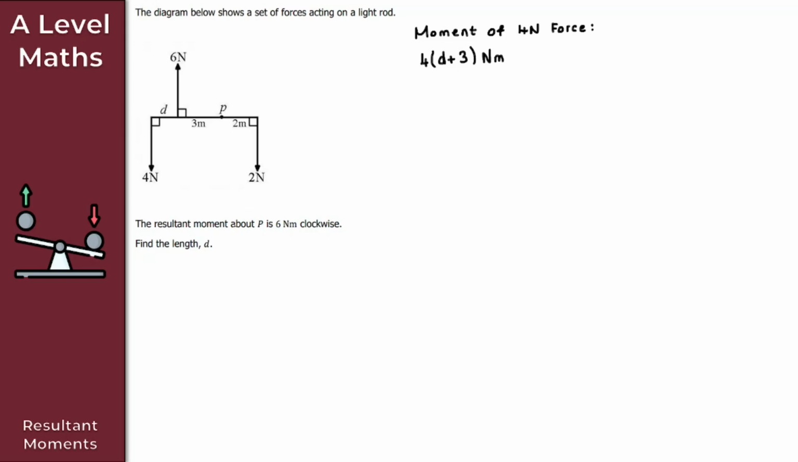And then in terms of the direction of rotation here, so if we're holding the rod here at P, and we push downwards here, then in this case the rod is going to rotate anti-clockwise. Okay, so it's 4 lots of D plus 3 Newton meters anti-clockwise here.